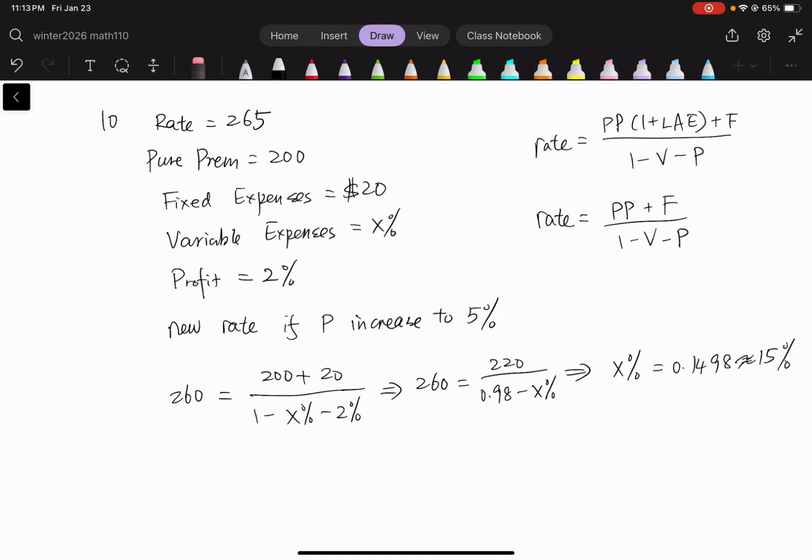And now I want to have a new rate because I want to have a new profit margin. My original profit margin was 2%. Now I want to increase the profit margin to 5%. It just now becomes 5%. And this is your profit margin. And this is your variable expenses. And this is your fixed expenses, and variable expenses, and also pure premium.